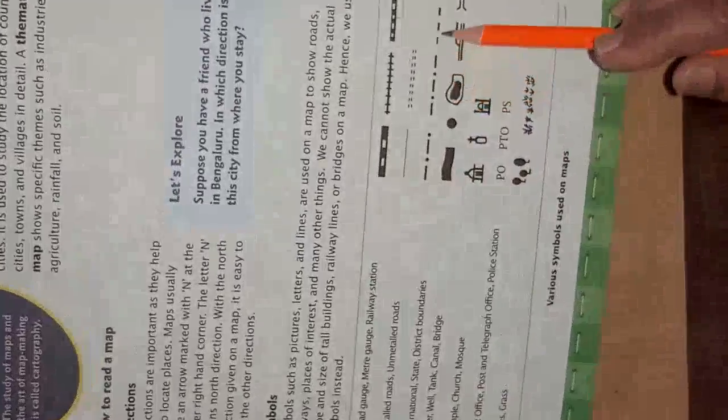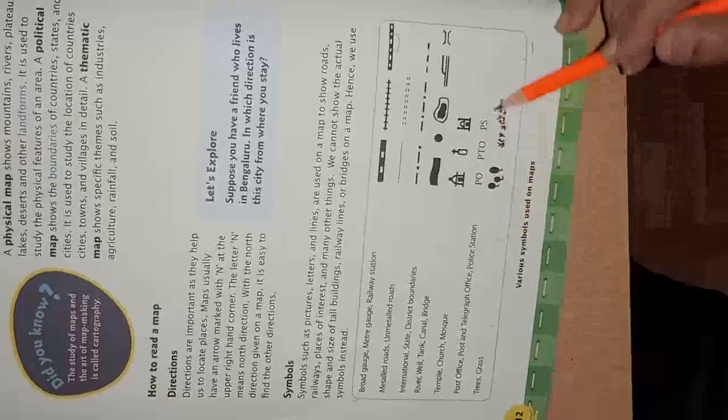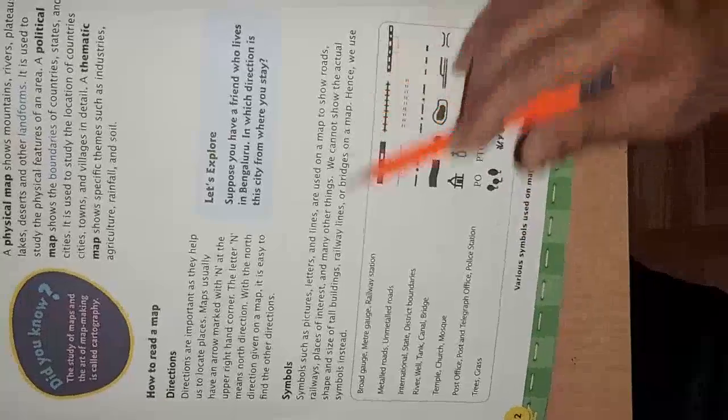You see the difference here. Yes, there are some differences there. So, these are river, well, tank, canal, bridge. You can see them. Post office written as PO, Post and Telegraph Office written as PTO and police station written as PS. They are all symbols. Trees and grasses are like these. These you can find in your notebook on page number 12. Now coming to page number 12.